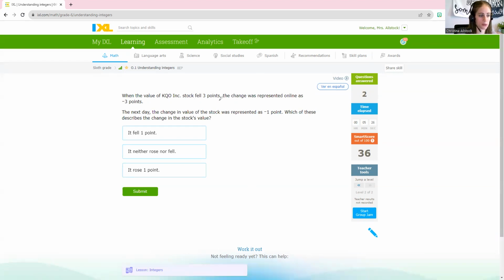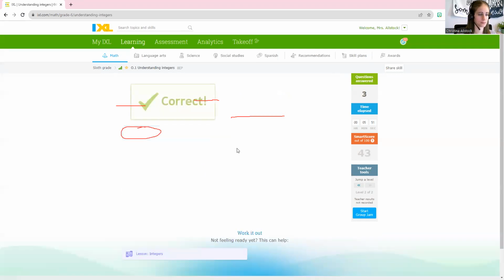So when it fell 3 points, it was represented with a negative 3. Now it's a negative 1. So what does that mean? Well, if it's negative, that means it's decreasing. So it's continuing to fall 1 more point. It's continuing to decrease.